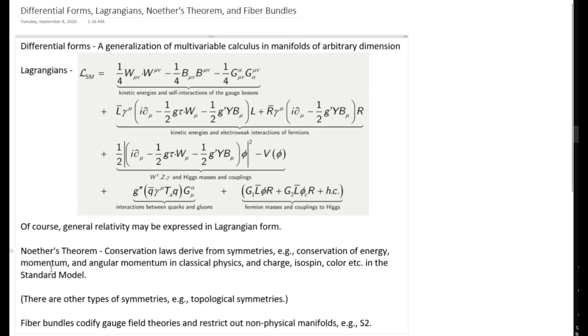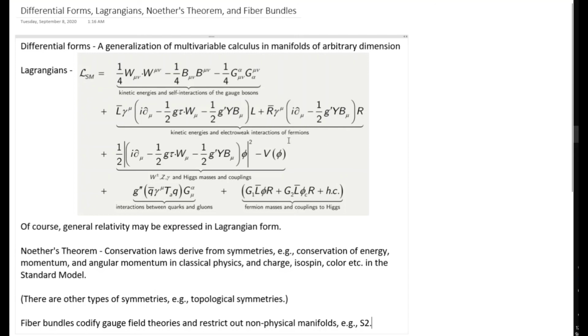If your momentum is constant, then you can move from one chunk of space to another chunk of space, and you always have the same momentum. And that is another symmetry connected with a conservation. Ditto angular momentum. If it's invariant under rotations, then you have a conserved quantity called conserved angular momentum. In particle physics, that would be charge, say electron charge, isospin, color, etc. in the Standard Model. And these aren't the only symmetries. There are other symmetries, say topological symmetries.